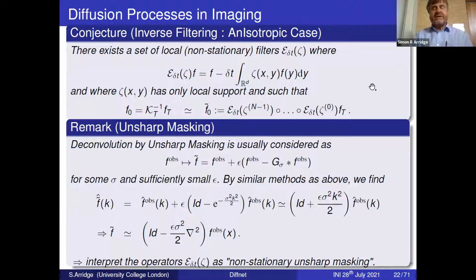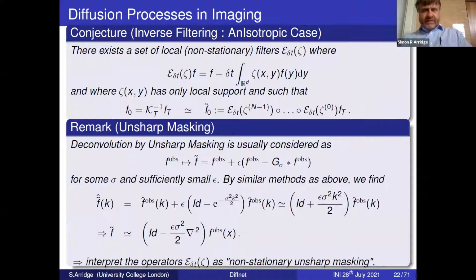So now we're going to conjecture that we could write down for the non-stationary case a set of local non-stationary filters, zeta, which would have this same local form, so incremental form in time. And the key thing is those filters will only have local support, and for the non-stationary case, the concatenation of these filters will solve the inverse problem.